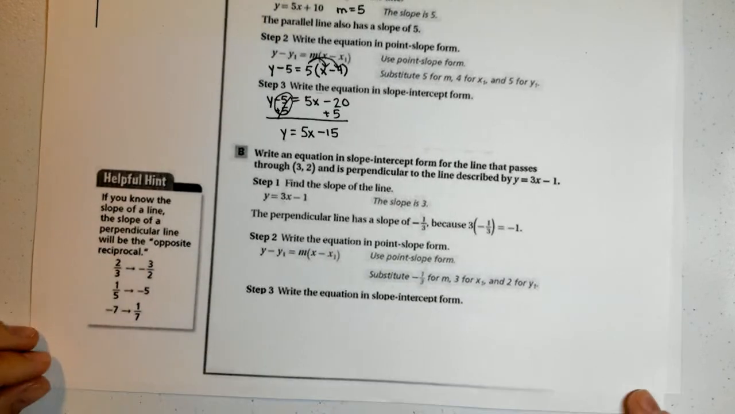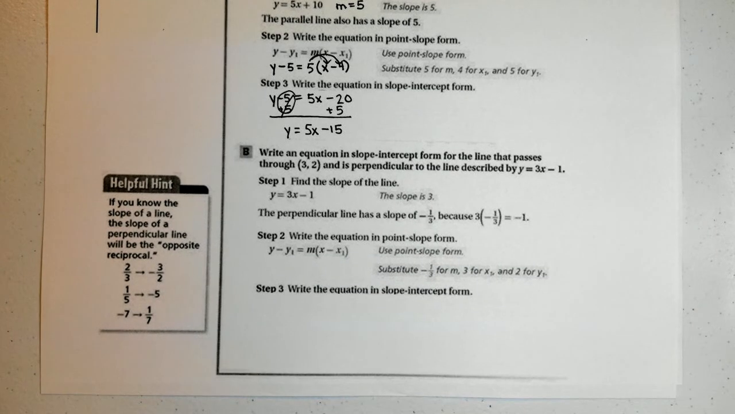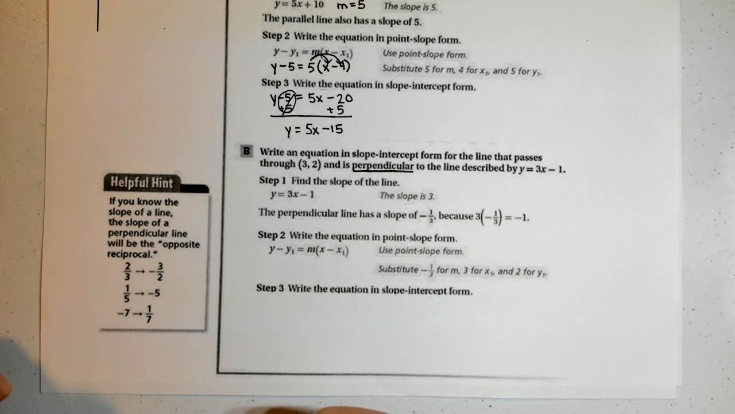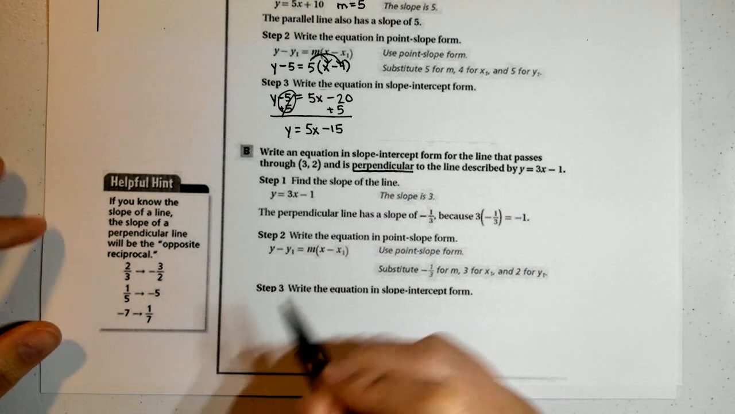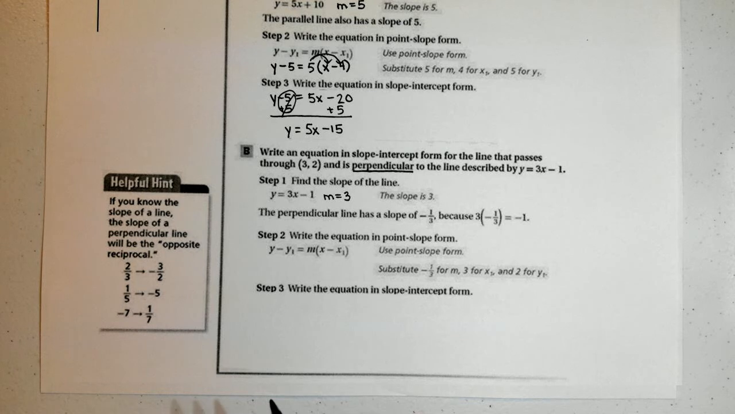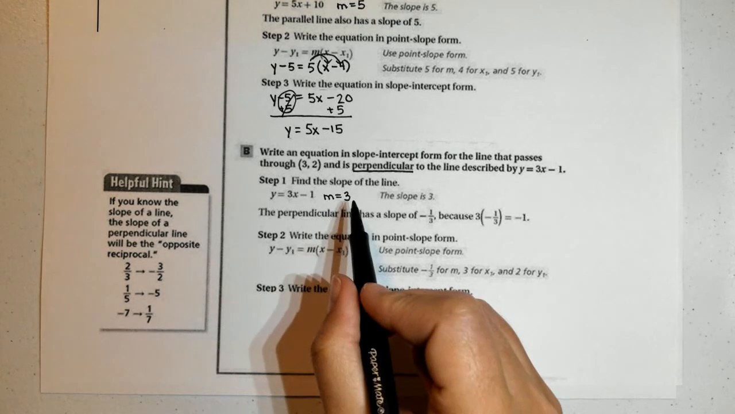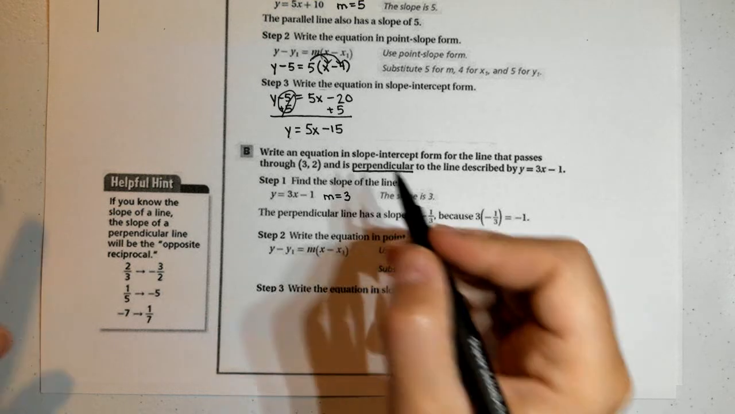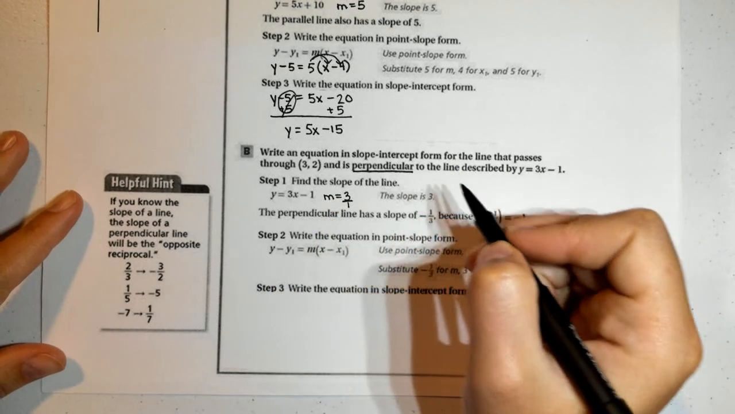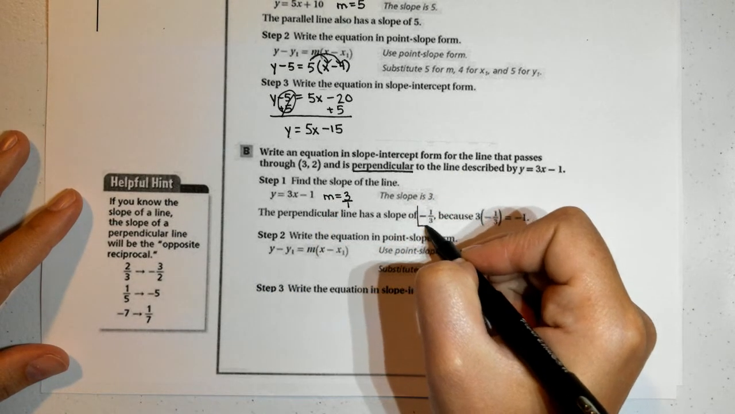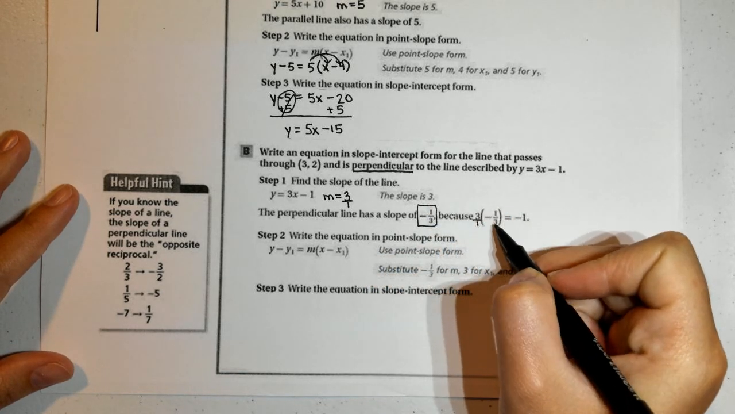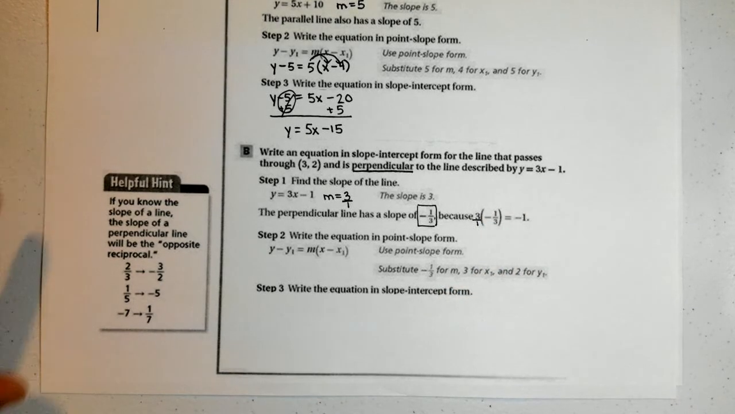Part B says write an equation in slope-intercept form for the line that passes through (3, 2) and is perpendicular to the line described by y equals 3x minus 1. So here the slope is 3, but I want a line that's perpendicular. To find the perpendicular slope, you flip your fraction. If you write this as 3 over 1, you flip it and then do the opposite sign. So my new slope is negative 1/3. Okay? And a quick check: 3 over 1 times negative 1/3 gives you negative 1.